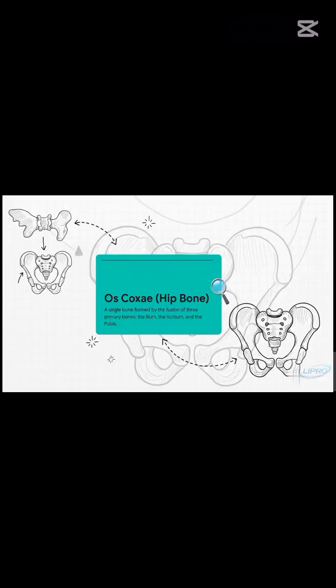Now, each of these hip bones, which we call the Os Coxae, is fascinating because it's not always a single bone. You see, when we're kids, it's actually made up of three separate bones, the ilium, the ischium, and the pubis, and they're all held together by cartilage. But as we grow, they fuse together to become that one solid hip bone that we have as adults.